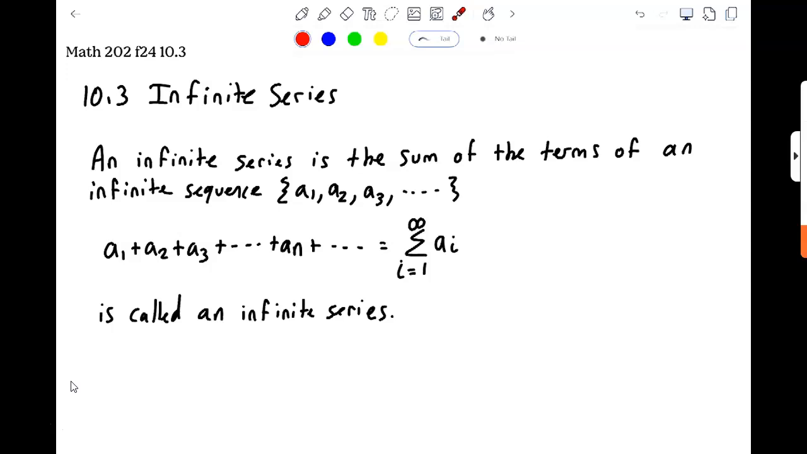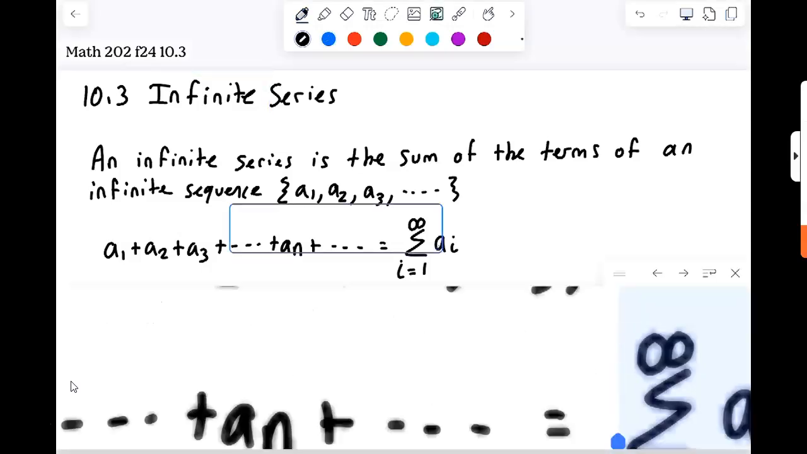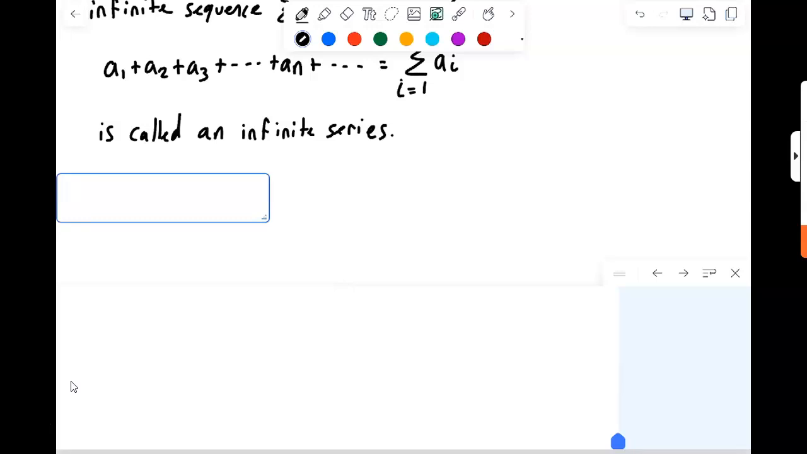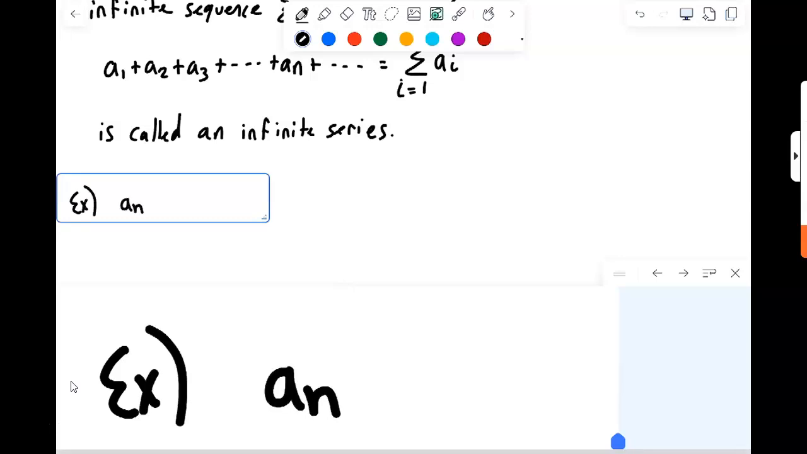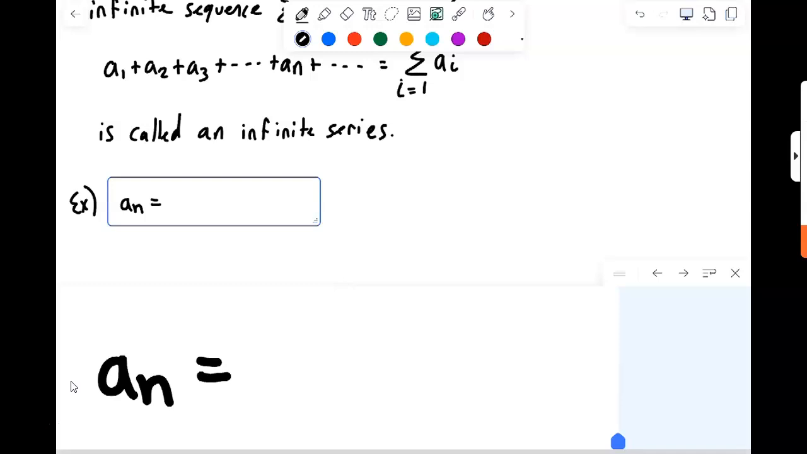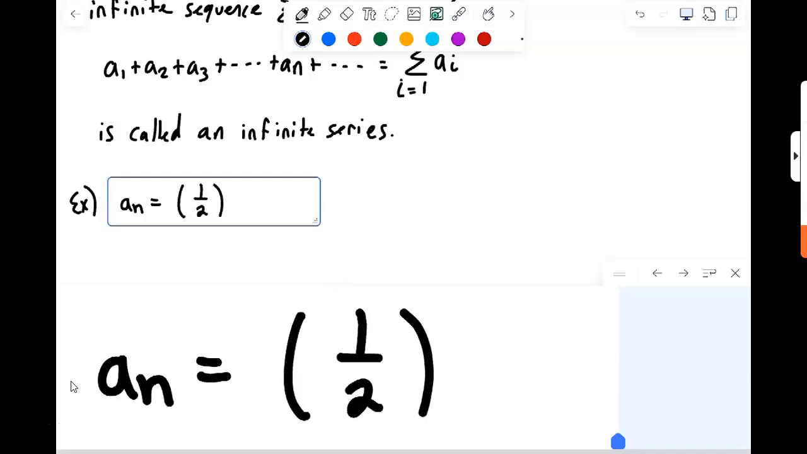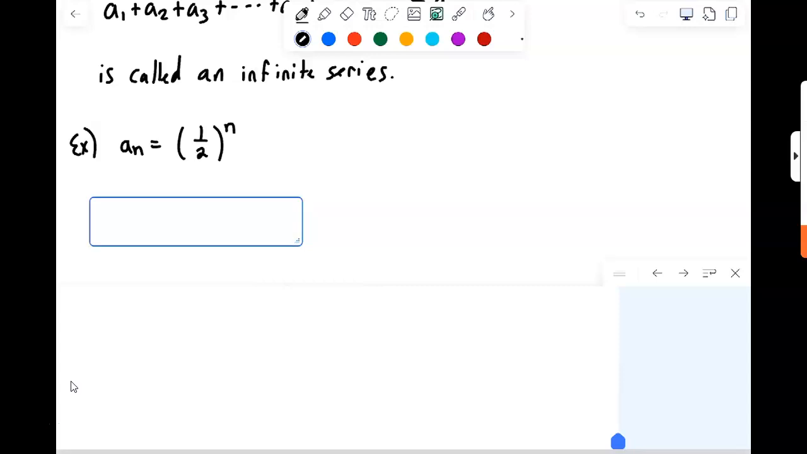Now, my initial thought might be, if you're adding up an infinite amount of things, isn't that just always going to be infinity? Well, it actually depends, as we're going to see. So let's consider a sequence, and we're going to start to look at an infinite series with this sequence. Consider the sequence a sub n equals 1/2 raised to the nth power.